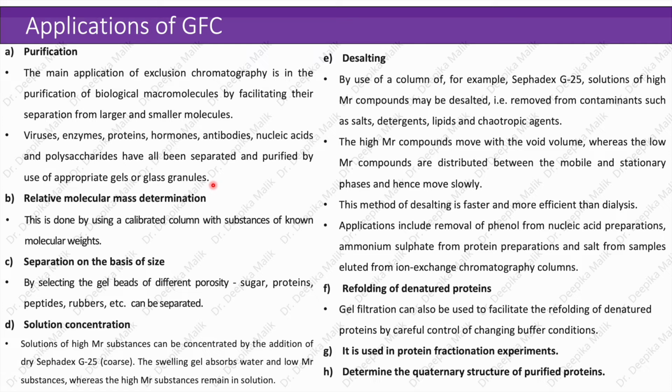It is also used for relative molecular mass determination, which is done by using a calibrated column with substances of known molecular weights. It is also used for separation on the basis of size by selecting the gel beads of different porosity. Sugars, proteins, peptides, rubbers, etc. can be separated. It is also used for solution concentration. Solutions of high molecular weight substances can be concentrated by the addition of dry Sephadex G25. The swelling gel absorbs water and low molecular weight substances, whereas the high molecular weight substances remain in solution.